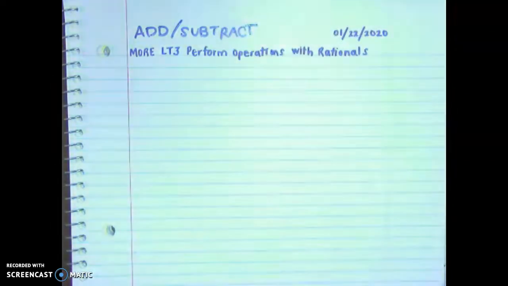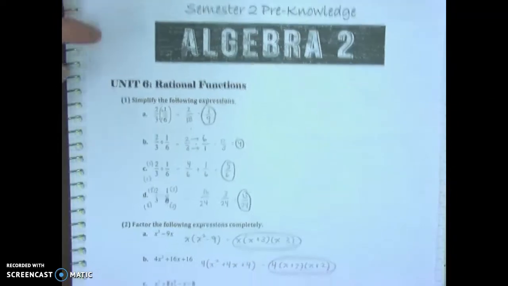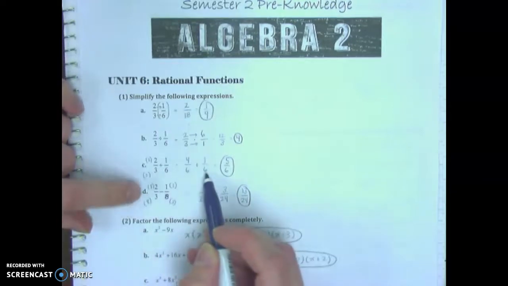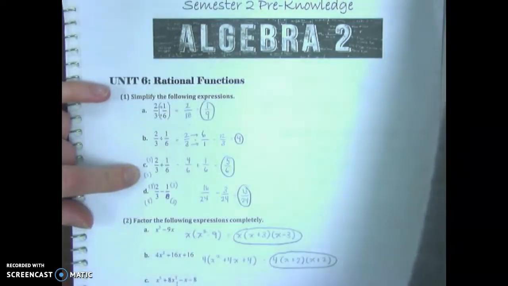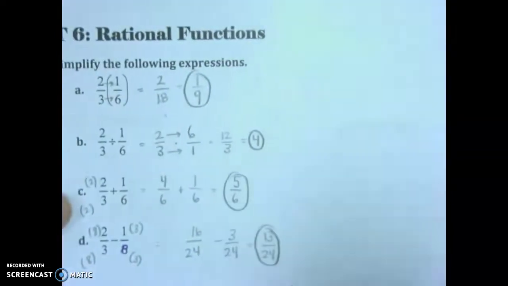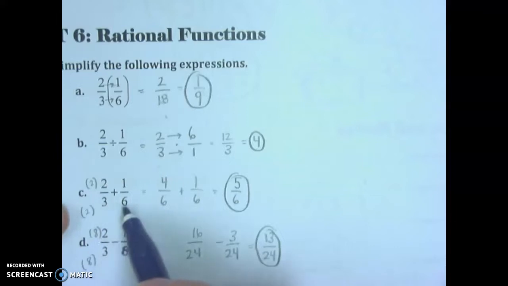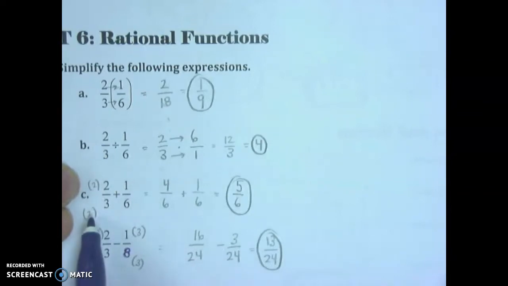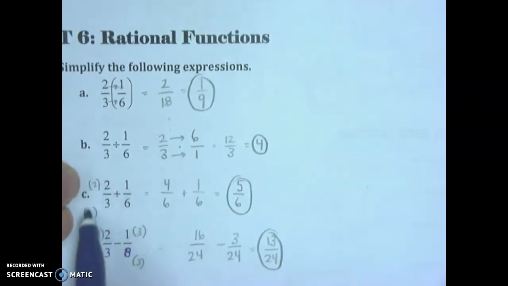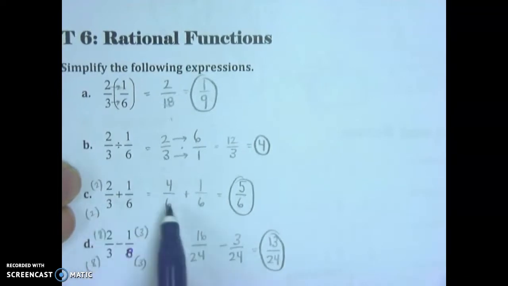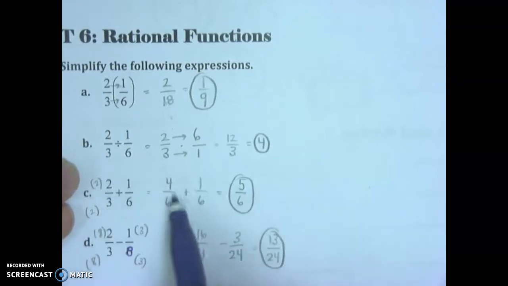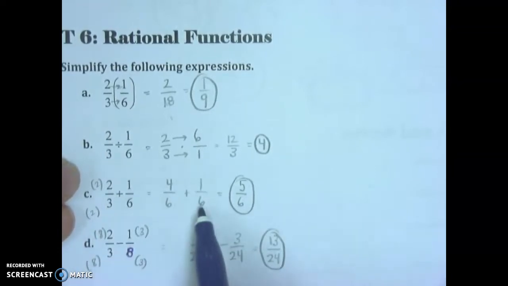When we add and subtract rationals, let's look back at our pre-knowledge packet. When we add and subtract rationals, we have to have common denominators. So for example C, when we added 2/3 plus 1/6, they don't have a common denominator, so I multiplied 2/3 by 2 in the numerator and the denominator to keep the fraction equivalent and to make the denominator 6. So I have 4/6, which is equivalent to 2/3. It just has the same denominator as the other rational that I'm adding it to.